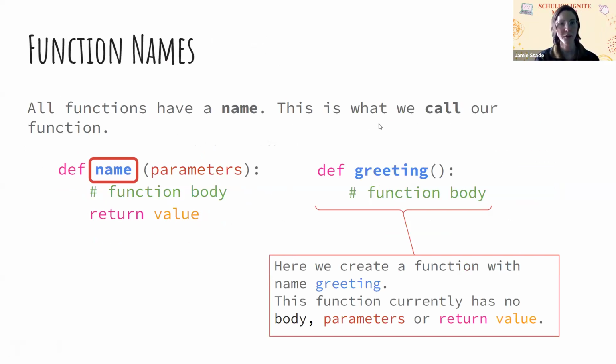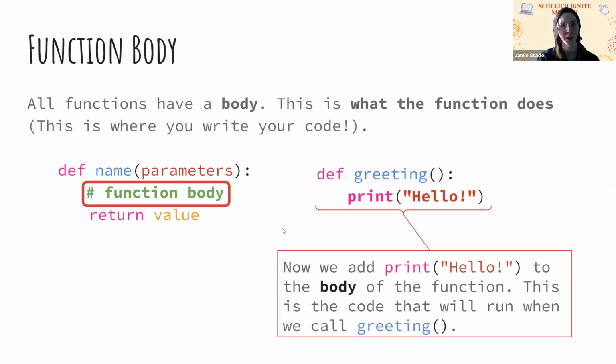Okay, so this is just going over all of the pieces of the function. All functions have a name. Here's an example of a function called greeting. We would call it greeting, and then from anywhere else in our code, we can call greeting and it'll execute some code in the function body.